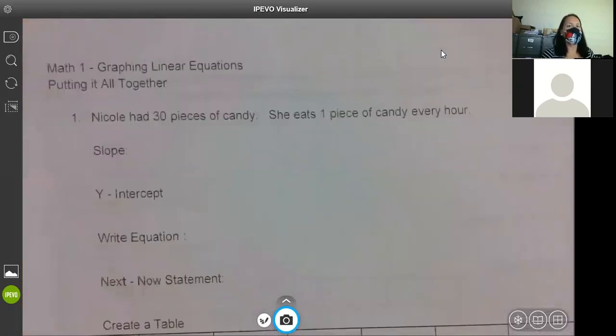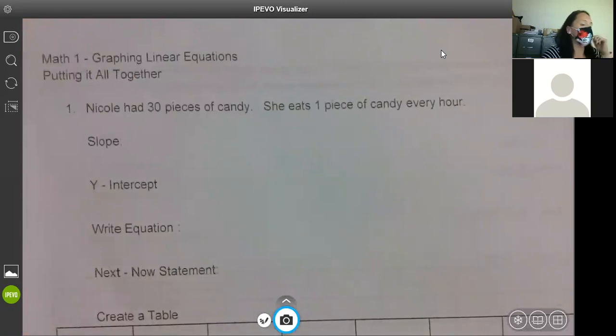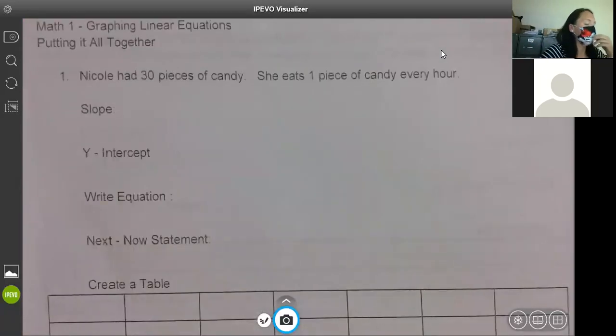All right, so we're gonna go over everything that we've done so far this unit. So that's why it's called putting it all together. We're gonna talk about slope, y-intercept, writing the equation, the next-now statement, and making a table. And it's all fairly easy, and we're gonna graph as well. And then we're also gonna talk domain and range again, okay?